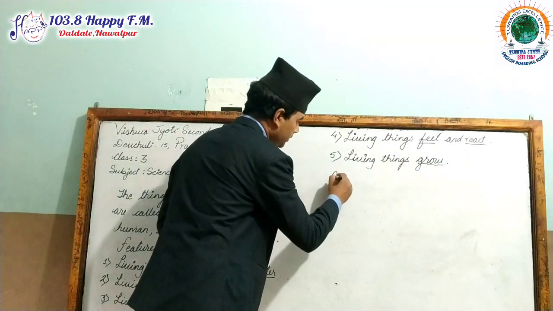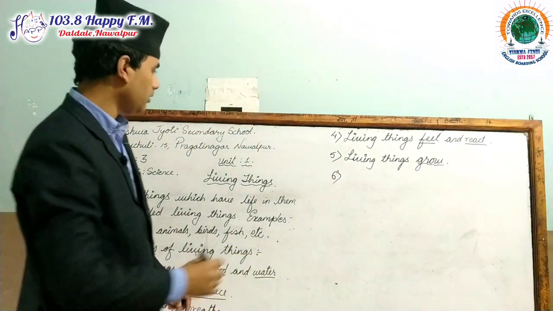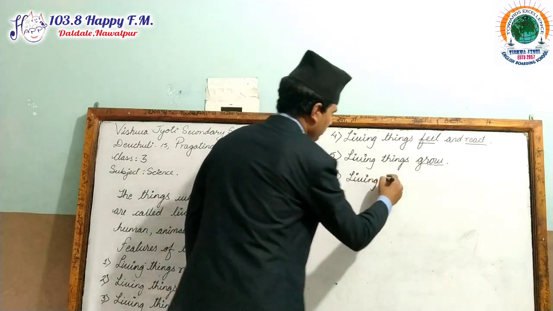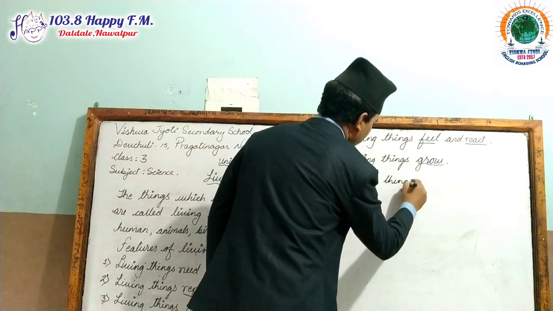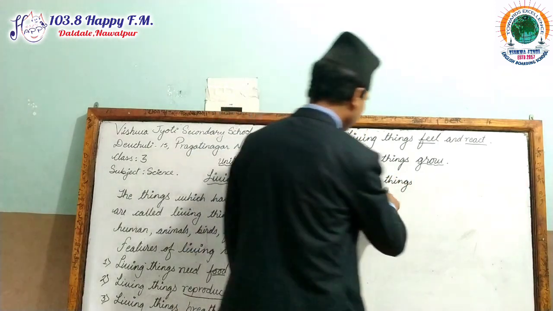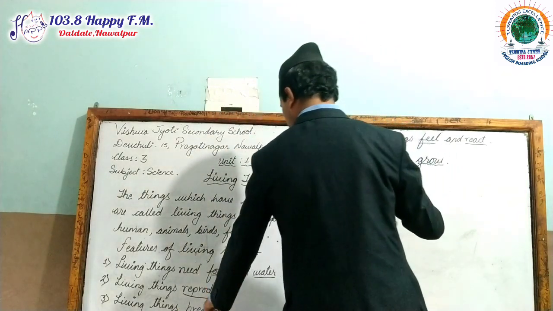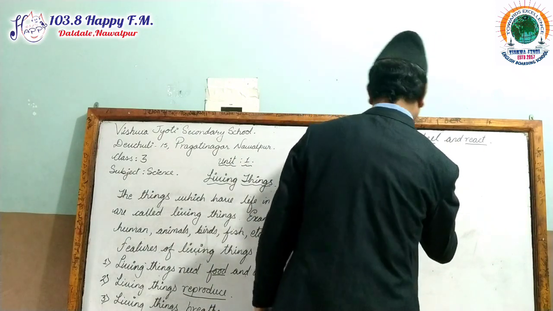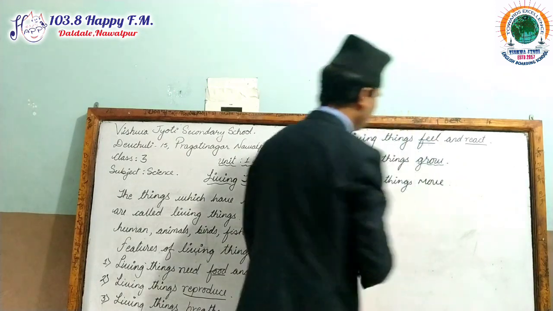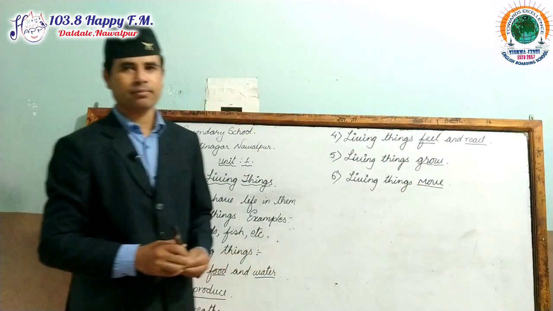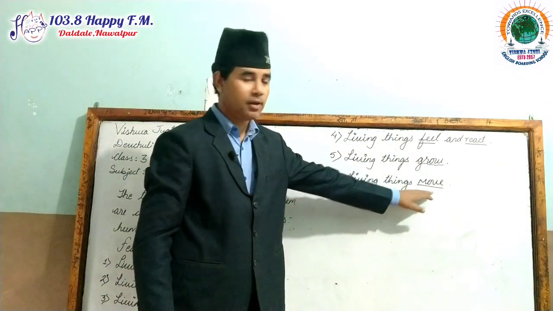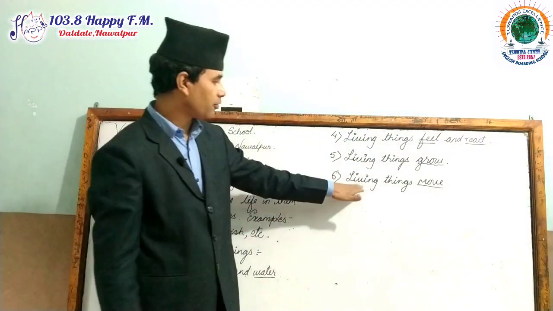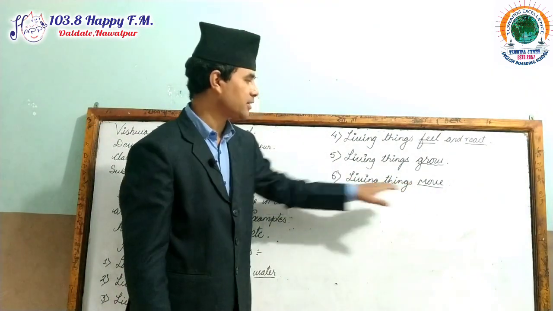Point number 6, reproduce. Living things reproduce, breathe, feel and react, and grow. Very important point, movement. Living things move. Now students, living things move. As you can see that I am moving. I can move my hand from here to here. This is a movement. Only living things can do this.